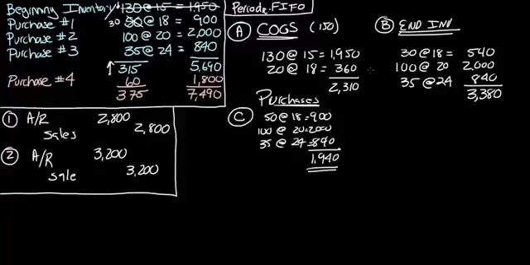Okay, so here's one way to calculate cost of goods sold: just look into the table and pull the number right out.